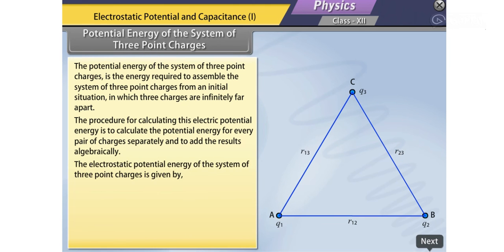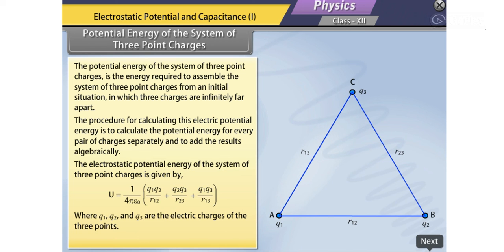The electrostatic potential energy of the system of three point charges is given by U equals 1 upon 4 pi epsilon naught multiplied by Q1 Q2 upon R12 plus Q2 Q3 upon R23 plus Q1 Q3 upon R13, where Q1, Q2 and Q3 are the electric charges of the three points, and R12, R13 and R23 are their separation distances.